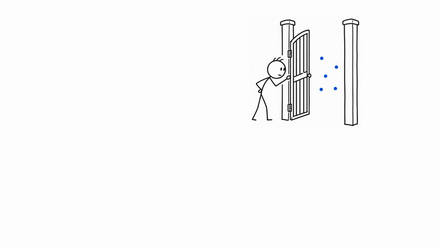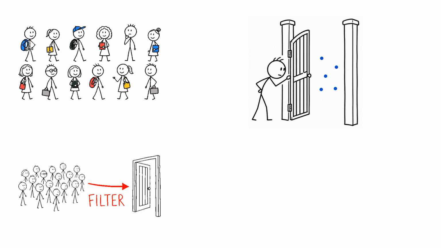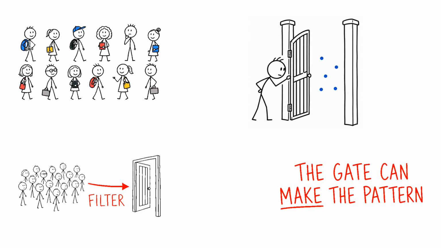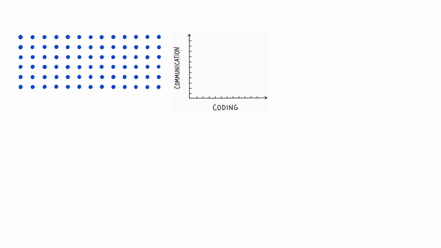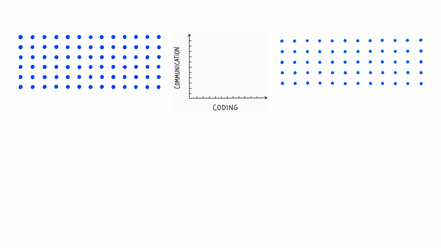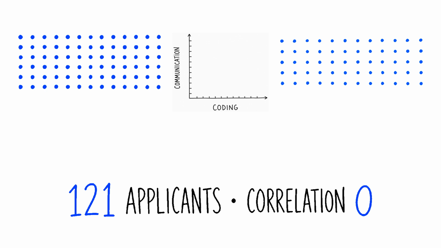But the recruiter is looking through a gate, and the gate can manufacture the pattern it appears to reveal. Start with the full applicant pool. Give every person a coding score from 0 to 10 and a communication score from 0 to 10. For this demonstration, use every possible pair exactly once. That makes exactly 121 applicants across the full square.